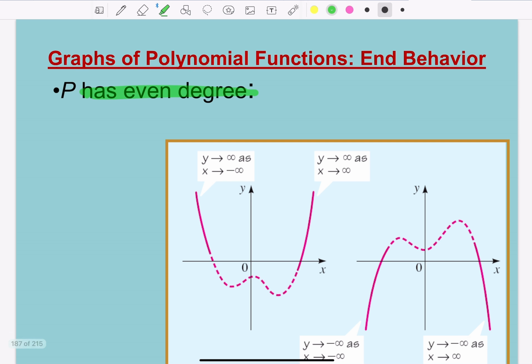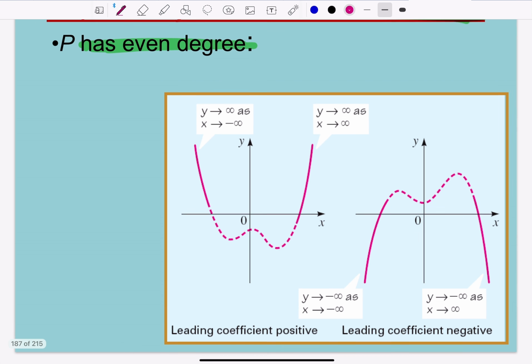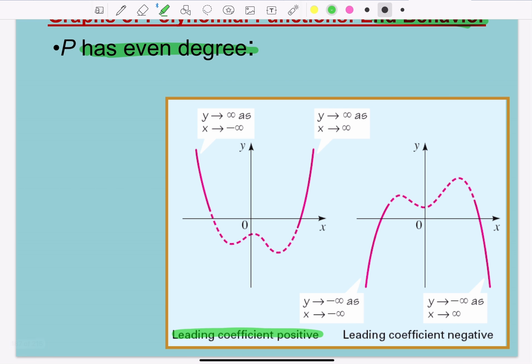Next, when we have an even degree polynomial, how is the end behavior of the graph? Again, end behavior of a polynomial graph only depends on the degree and the sign of the leading coefficient, whether the leading coefficient is positive or negative. That's all the end behavior depends on. So if we have an even degree polynomial and the leading coefficient is positive, then my graph is going to look like this. When x becomes really, really large, y also becomes really, really large. When x becomes very, very small, negative, y still becomes very, very large, positive.